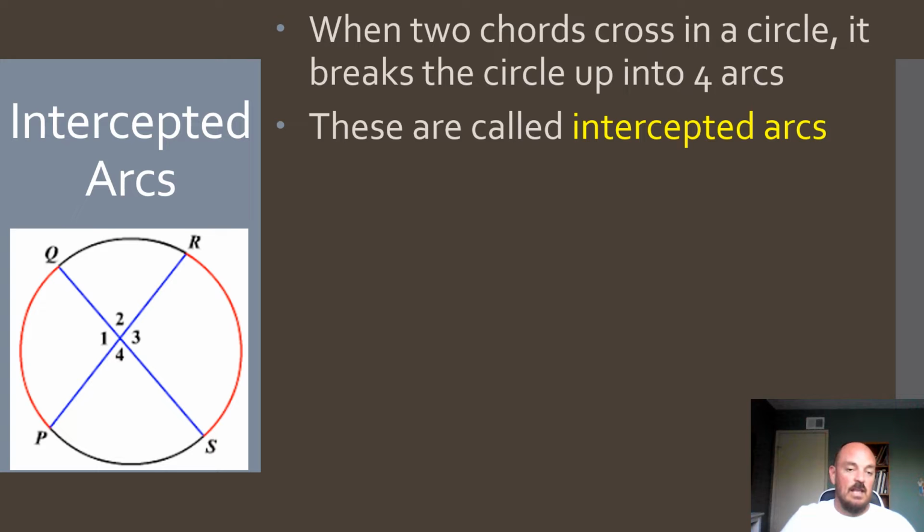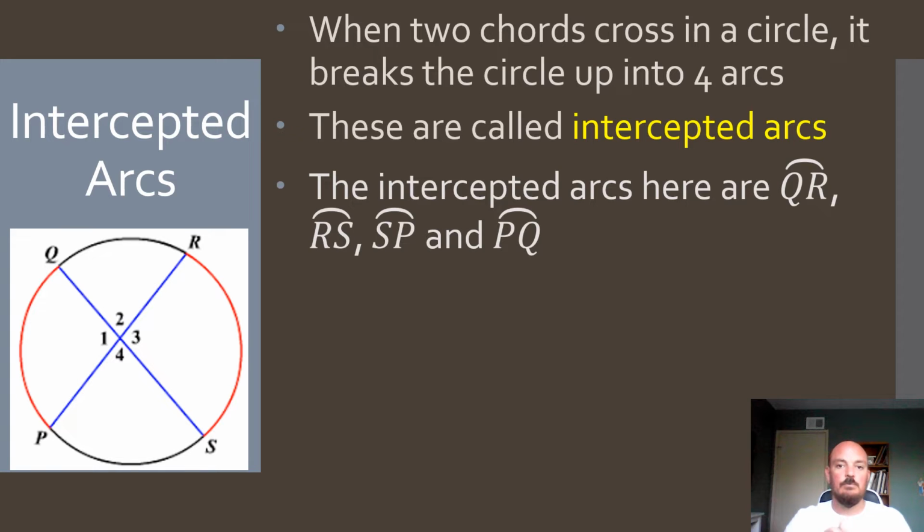So like the first angle, which is angle number 1, the one kind of on the left there, has the red intercepted arc, PQ. And angle 2 on the top has the black intercepted arc, QR. Now, just so you know, these angles are just angles. They're not inscribed angles, they're not central angles, they're just angles. So the intercepted arcs in this picture are the 4. There's 2 black and 2 red. You can see them. There's QR, RS, SP, and PQ.